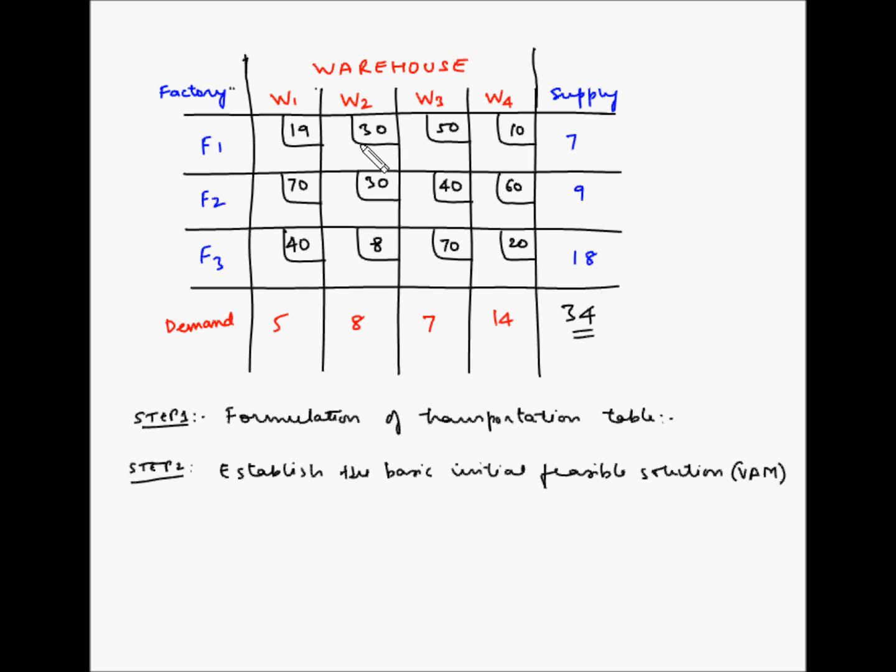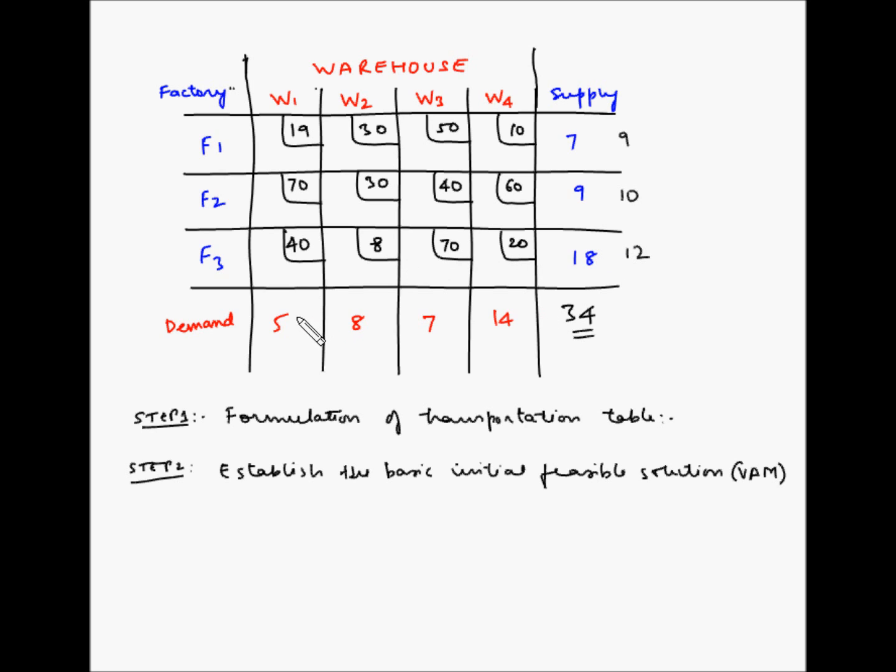So let's first go row wise. So the lowest cost for F1 is 10 and the second lowest is 19. So 19 minus 10 is 9. So this is the opportunity cost for first row. For the second row, the lowest is 30 and the second lowest is 40. So 40 minus 30 is 10. For the third row, lowest is 8 and the next lowest is 20. So 20 minus 8, 12.